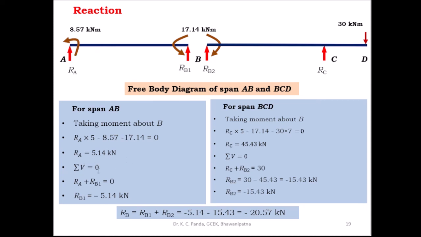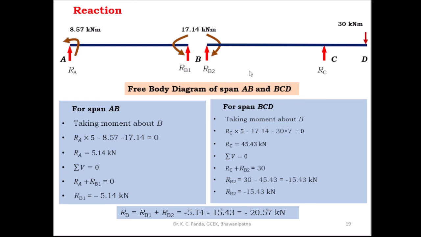Then take the summation of vertical force equal to 0. RA plus RB1 is equal to 0, as there is no load acting on the span AB. So RB1 is equal to minus 5.14 kilonewton. The reaction is in the downward direction. Then take span BCD and find out the reaction at B and reaction at C, RB2 and RC.